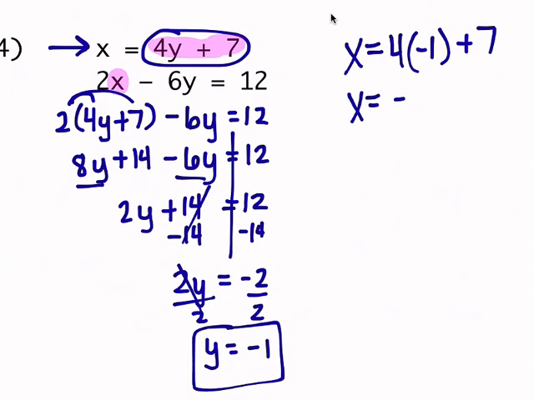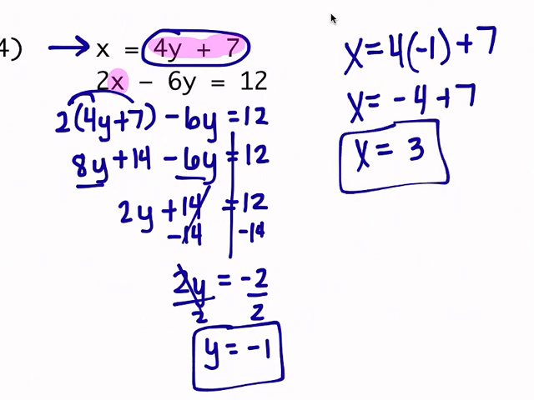4 times negative 1 is a negative 4. My plus 7 drops. Negative 4 plus 7 is 3. So now that I know both x and y, I know the point at which they intersect is the point 3, negative 1.